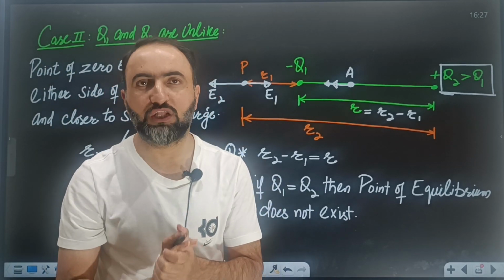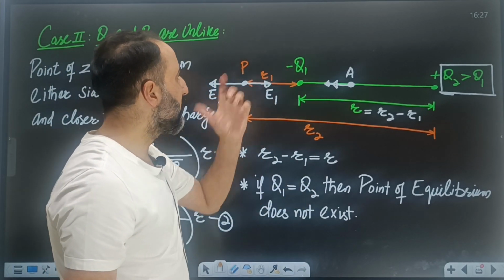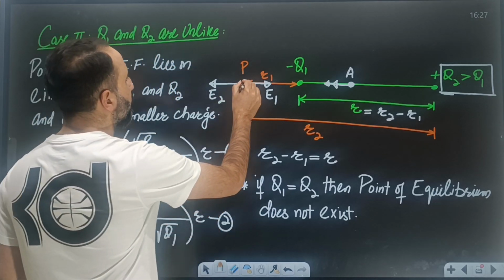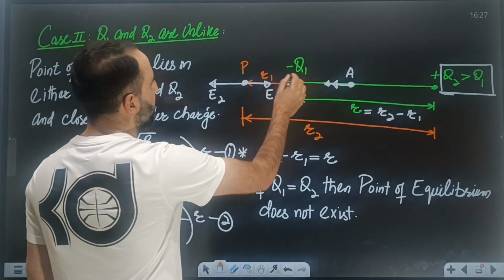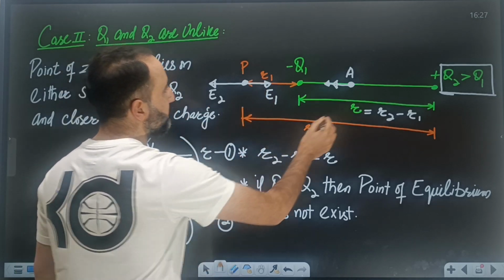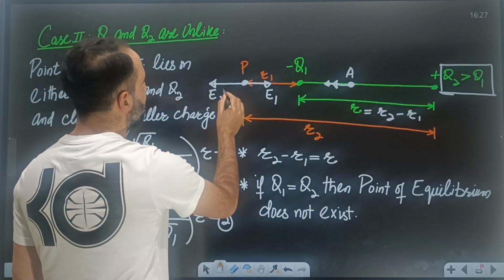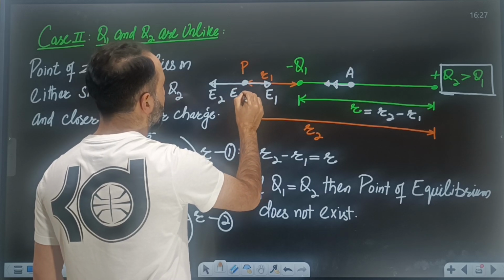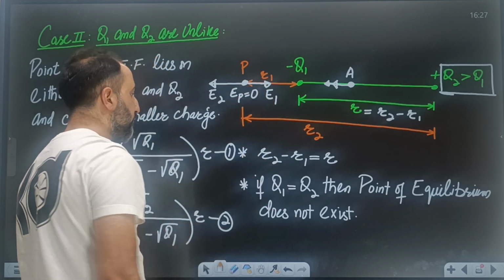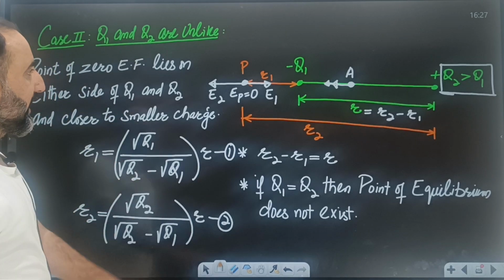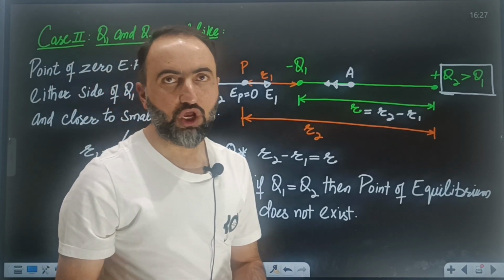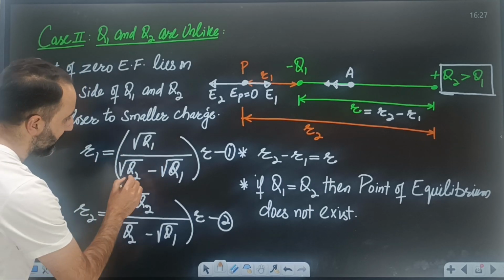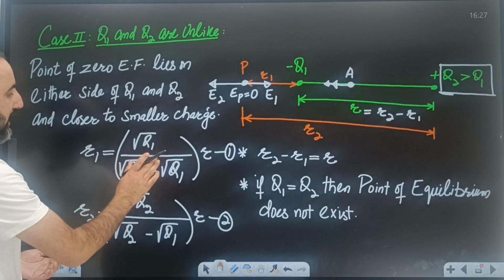And will be closer to the smaller charge. Let's assume that this Q1 is smaller charge. So the point of equilibrium to exist करेगा वो यहाँ पे, क्योंकि यहाँ पे दो electric fields होंगे. Because of Q1 minus Q1 it will be attractive. Because of this plus Q2 it will be repulsive. These two are equal and opposite. So the net electric field at the point P will be equal to 0. ठीक है ना? Now you are again supposed to calculate the value of R1 and R2. So the equations are similar with a bit of difference. This is R1 that's equal to root Q1 divided by root Q2 minus root Q1 multiplied by R.